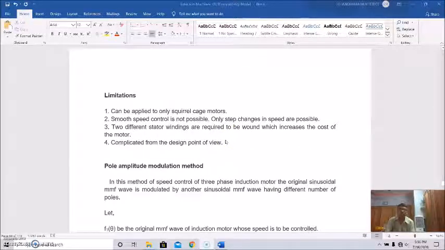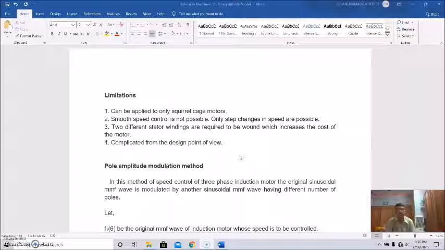This is not a very useful method nowadays. It has certain limitations, and it can be applied only to squirrel cage motors. Smooth speed control is not possible, only step changes in speed are possible. Two different stator windings are required to be wound, which increases the cost of the motor, and from the design point of view it is complicated.